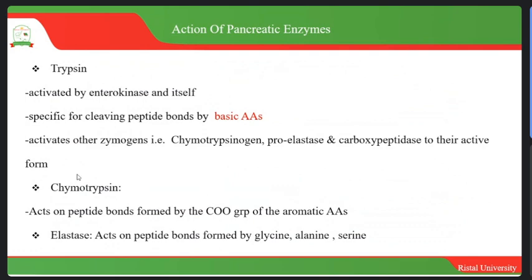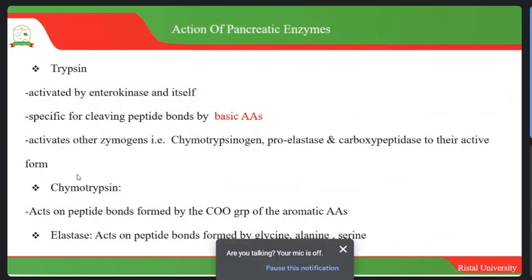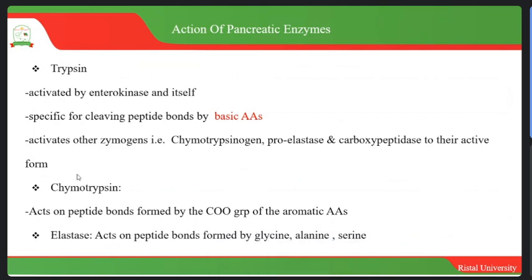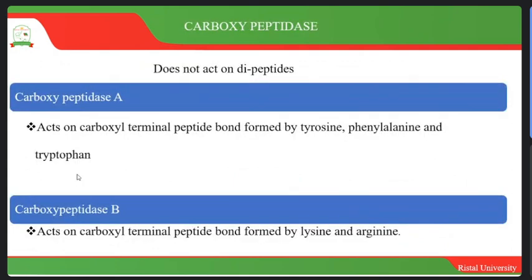Then elastase here, it acts on peptide bonds that are formed by glycine, alanine, and serine. So you get to understand which amino acids are easily acted upon by these enzymes. Elastase for glycine, alanine, and serine. These are all amino acids.